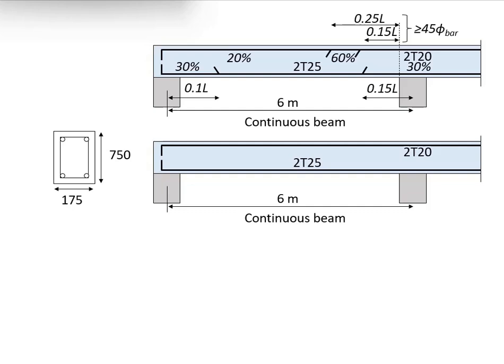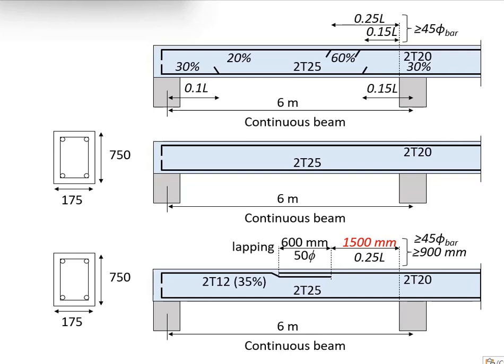This leads to another solution here, what you often see in industrial practice. They're going to stick with 2T20 at the support, as you cannot simply reduce the amount of reinforcement bar here. However, at these regions, you only need 20% of the reinforcement. What they do is reduce the bar size by providing 2T12, which is equivalent to 35% of this 2T20 reinforcement bar area.